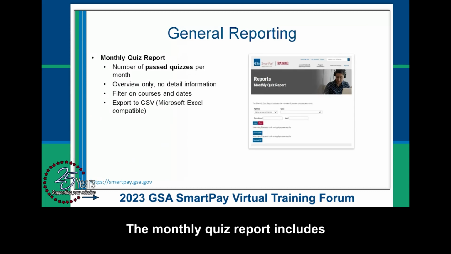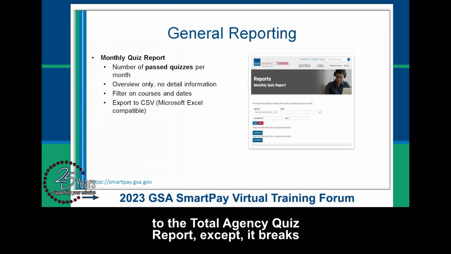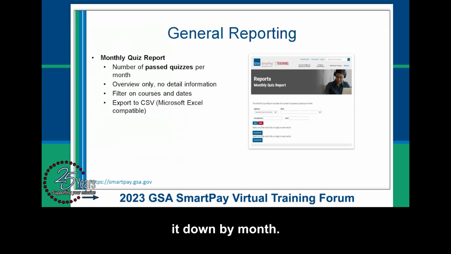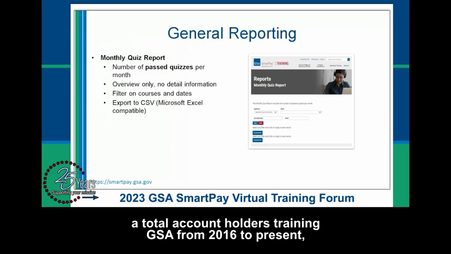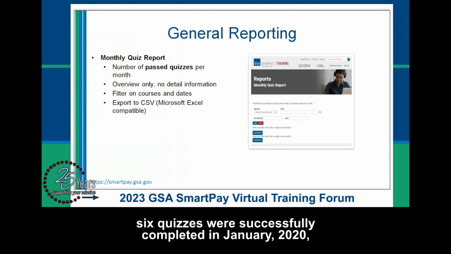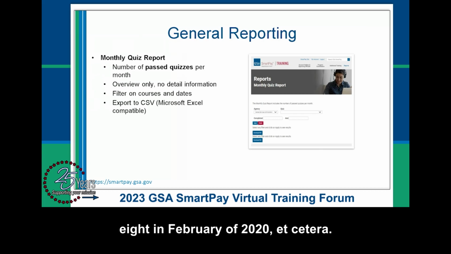The monthly quiz report includes the number of passed quizzes per month. This is overview information only, with no specific user details. Initial results are for all courses, but you can still filter to see results for one specific course and time frame. This report is similar to the total agency quiz report, except it breaks it down by month. So whereas we saw a total of 2,225 people pass the total account holders training in GSA from 2016 to present, we can further define those results to see 6 quizzes were successfully completed in January 2020, 8 in February 2020, etc.